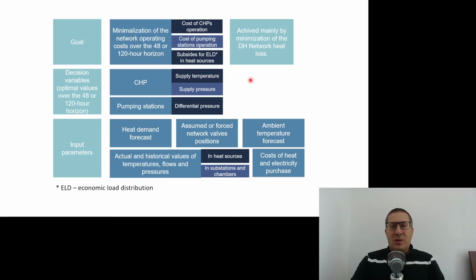So the goal is to minimize the network operating cost for the next 48 or 120 hours. What are the costs? The cost of the CHP operation and the cost of the pumping station's operation. And it can be achieved mainly by the minimization of the network heat losses. And as you remember, those heat losses are related with the temperature of the water that circulates within the network. The lower, the better, the lower losses. However, the higher flow.